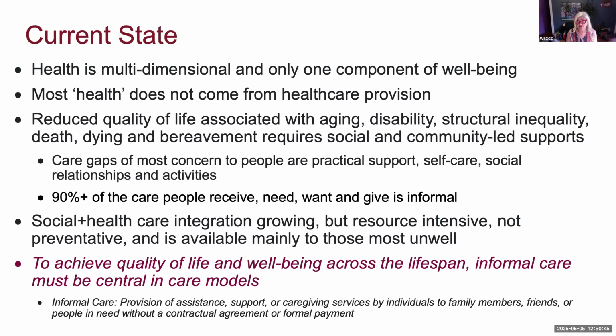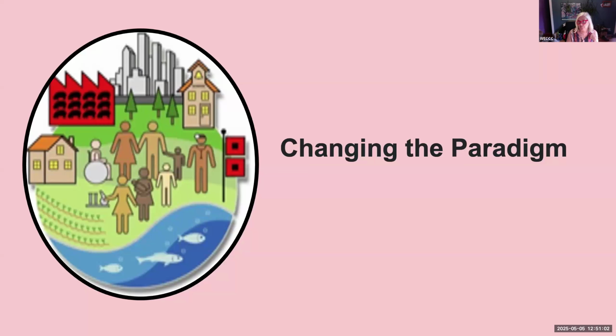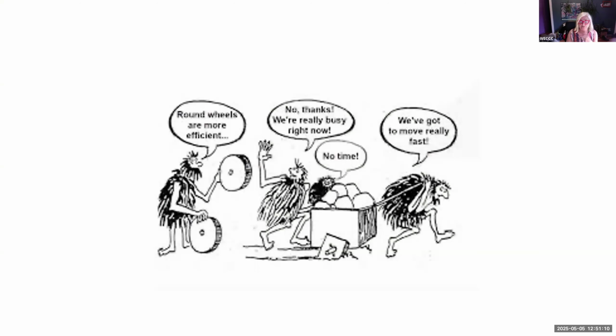So basically the proposition of the researchers who work with us in this lab space is that to achieve quality of life and well-being for the majority of people across their lifespan, informal care must be central in all care models. So how do we go about changing the paradigm so that we focus more on prevention, on wellness, on person-directed goals? So here's just a little cartoon to say it's hard.